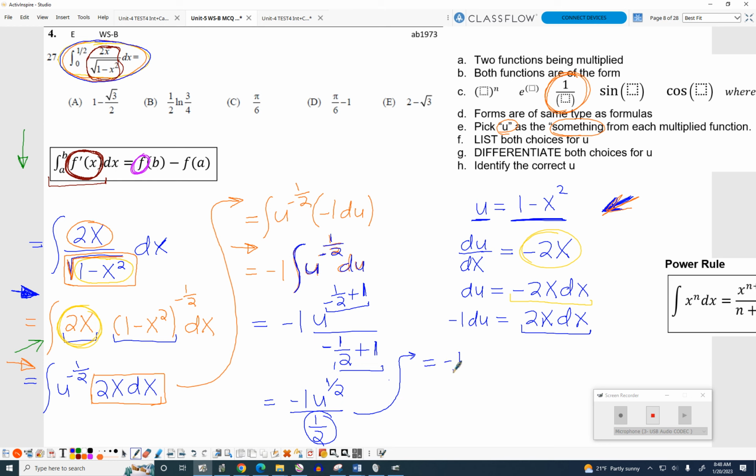So I have square root of u. The fraction's reciprocal will be 2 over 1. If I multiply those 3 factors together, I get this: -2 to the square root of u. Again, I'm doing an integral, so I don't need to worry about the plus c.